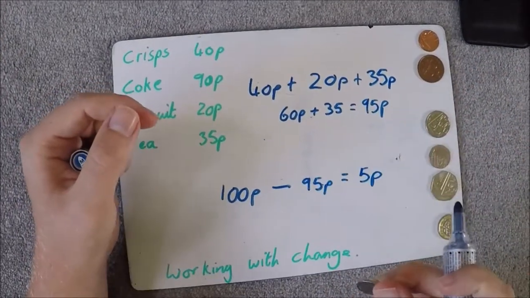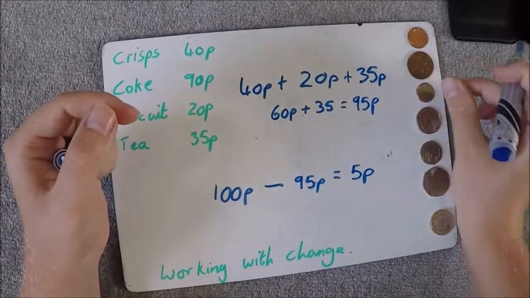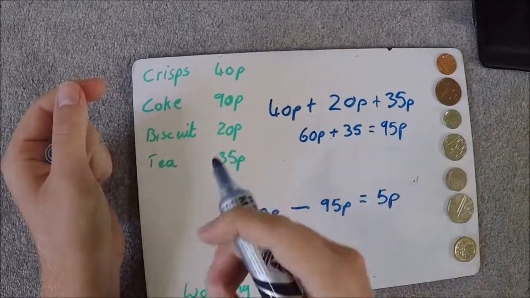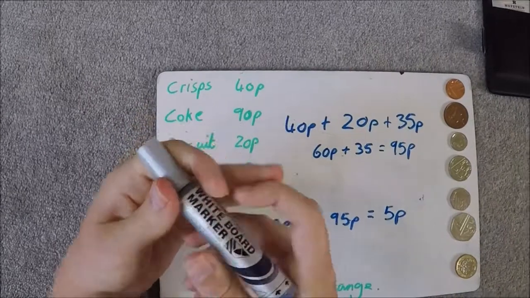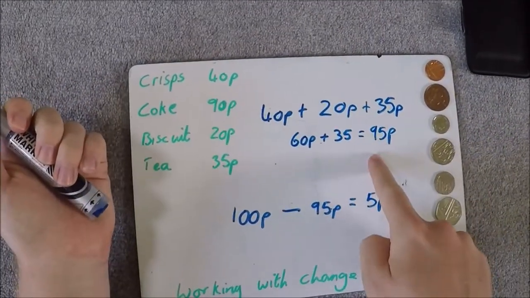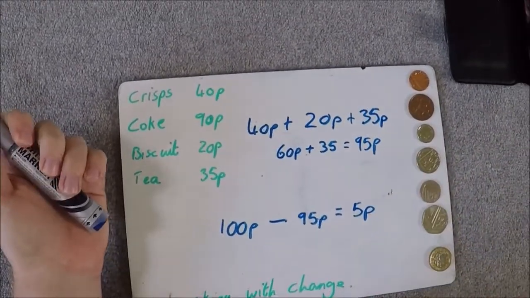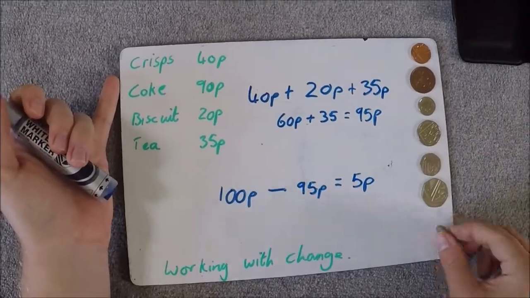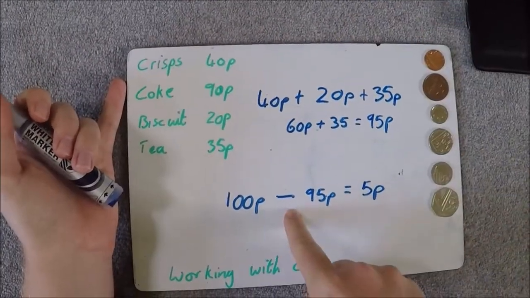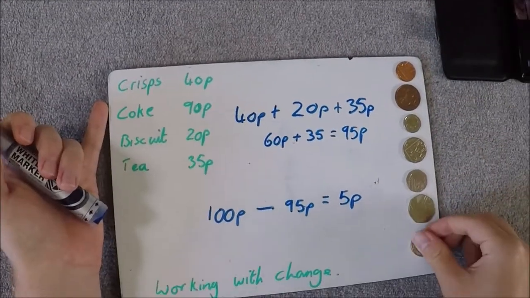Okay, so we've nearly spent all of that pound. It's the difference between the money you're handing over and what it costs to buy the goods. Sometimes you need to work out what the total cost is, sometimes you're just buying one item. But that's how we work with change. It's the money we hand over minus, or subtract, the money it cost us to buy the goods.